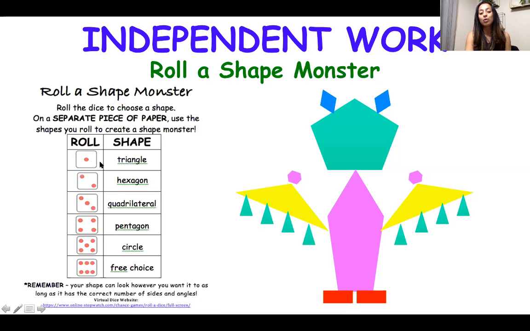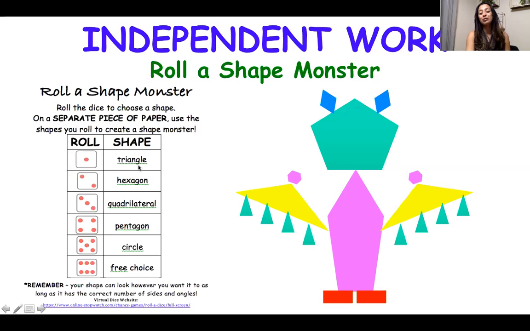Then if I roll a 1, I would draw a triangle. If I roll a 1 again, I draw another triangle. If I roll a 1 again, I draw another triangle. So every time you roll the dice, you get to draw 1 shape. So if you're imagining a shape that has 5 triangles, then you have to keep rolling the dice until you get a 1 5 times, okay?